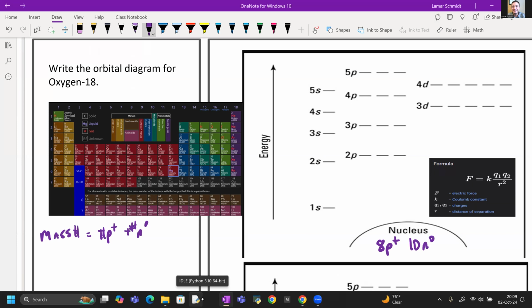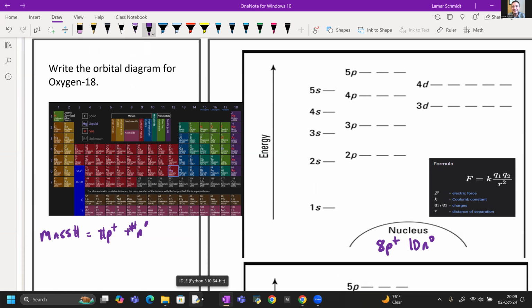So I'm making us show in our orbital diagram the nucleus. What's in the nucleus are protons and neutrons, and then outside of the nucleus are electrons represented by our electron configuration, and in the orbital diagram, also their spin.